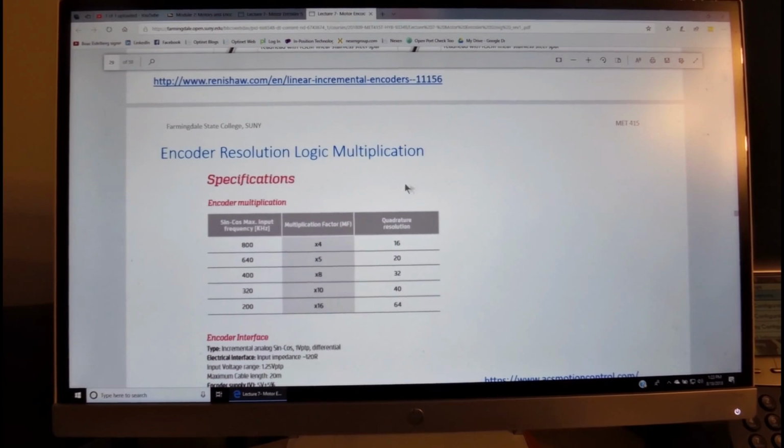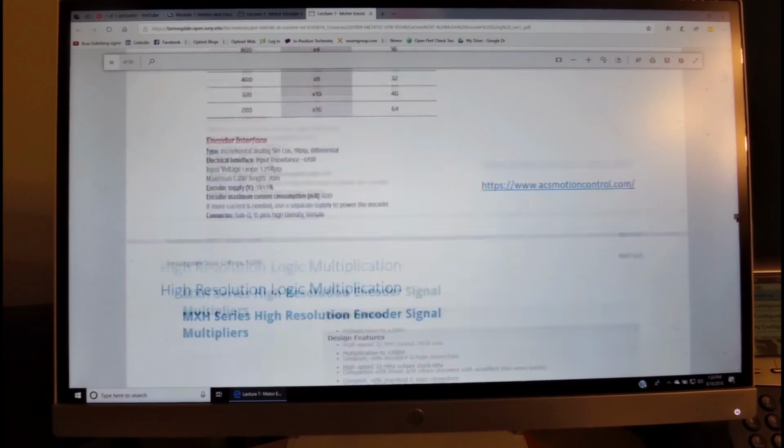The resolution can be amplified with the logic multiplier. We see a company over here that specializes in motor controllers and amplifiers for robotics and positioning systems. It's the ACS motion controller, now owned by PI, and we see over here that we have various options for multiplication of the basic resolution, depending on the frequency of encoder pulse transmission.